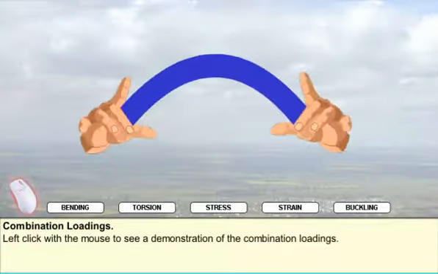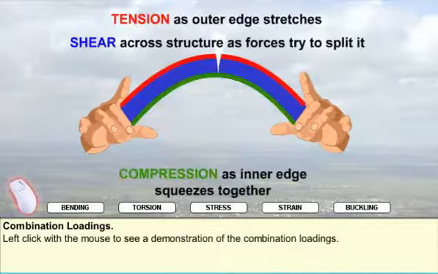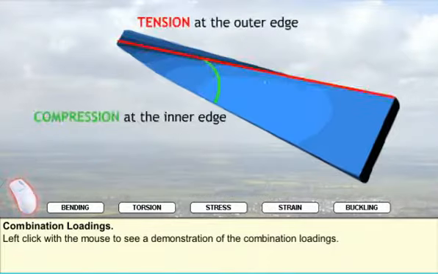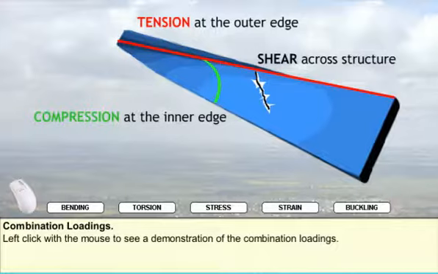Bending of the structure involves the three basic loadings. They are tension as the outer edge stretches, compression as the inner edge squeezes together, and shear across the structure as the forces try to split it. Torsion or twisting forces produce tension at the outer edge, compression at the inner edge, and shear across the structure.